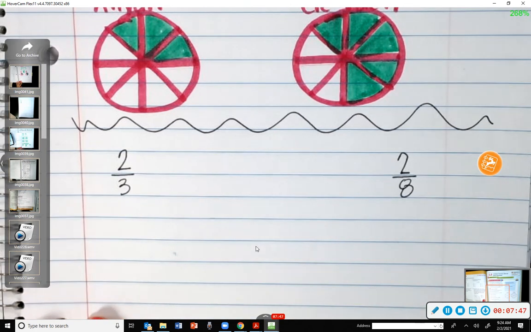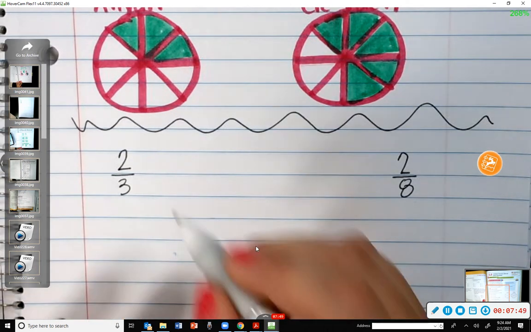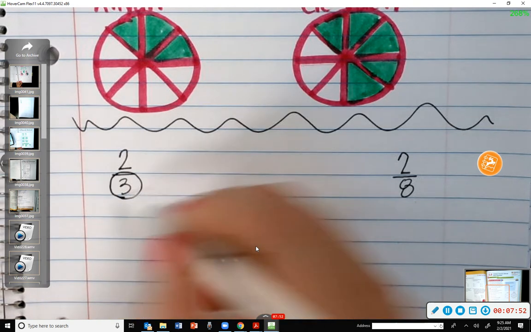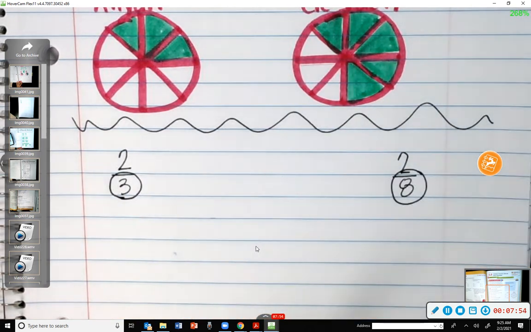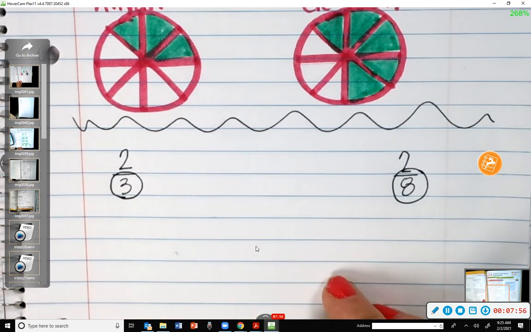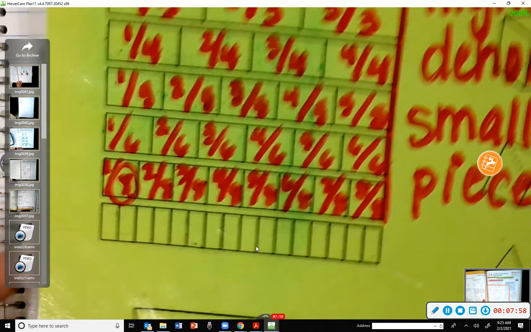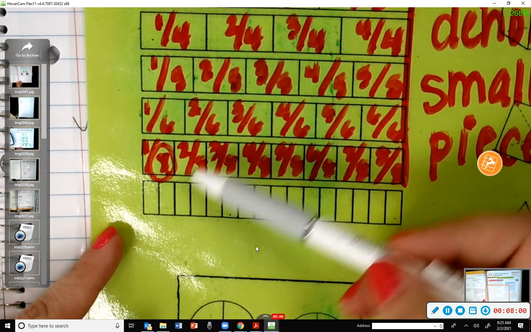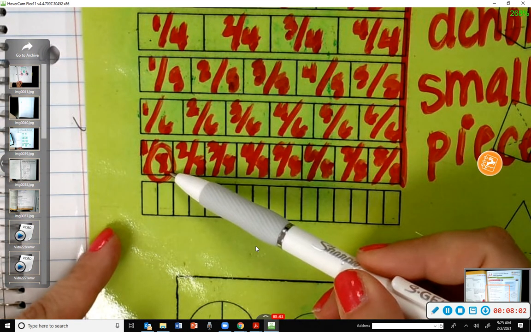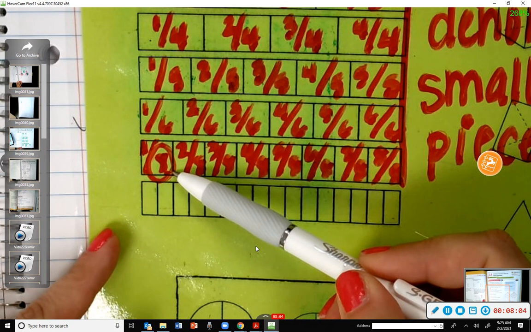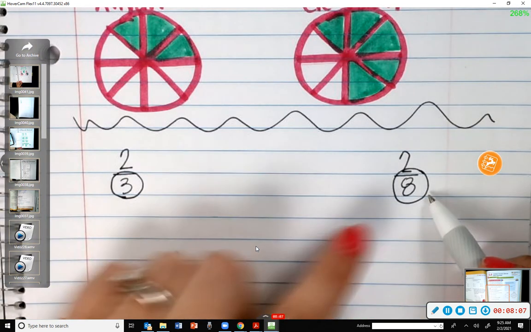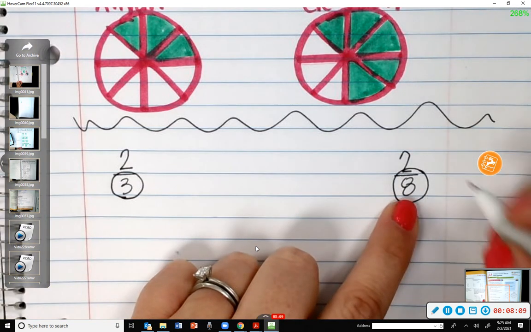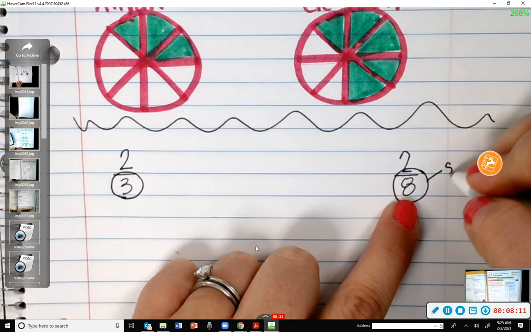Okay, so now we need to circle the denominators. Everybody look at the denominator, 3 and 8. We said on our chart that when we went down, the denominator got higher, but the pieces got what? Smaller, okay? So the higher denominator actually means this is going to be smaller.